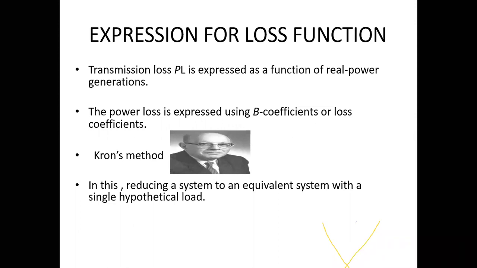First we will see the expression for the loss function. In the last class, we have seen PL is a function of real power generations. The reason is that when the transmission losses increase, that also comes under demand. When the demand increases, we need to increase the generation capacity. When the generation capacity increases, we have to increase the fuel cost also, and automatically that is reflected in the incremental fuel cost. That's why the transmission line loss is expressed in terms of generating capacity.